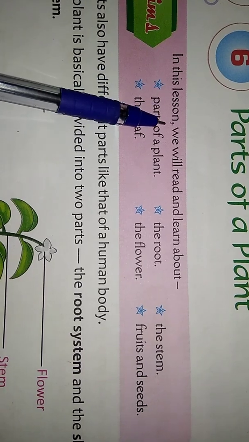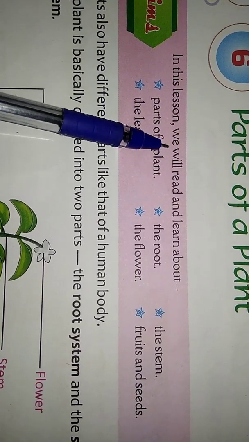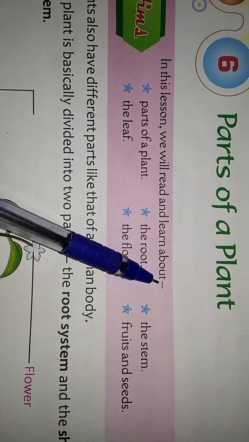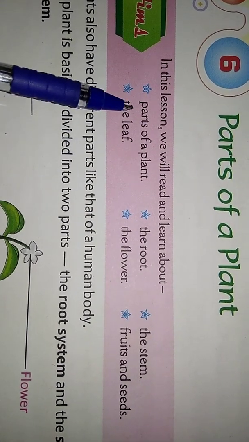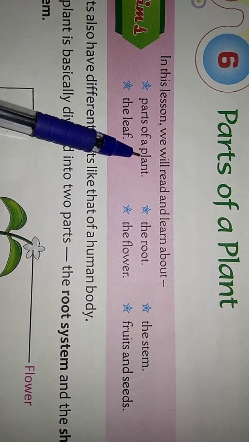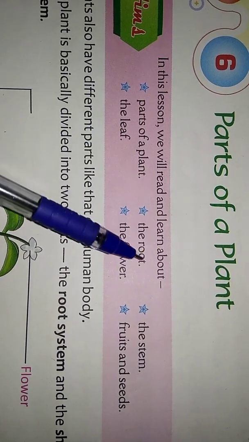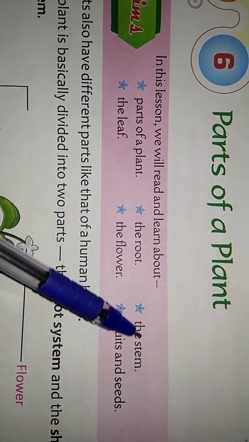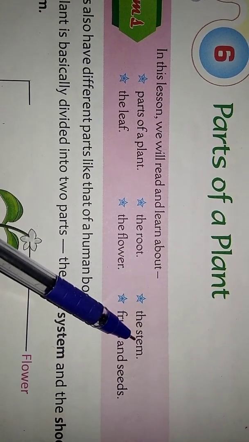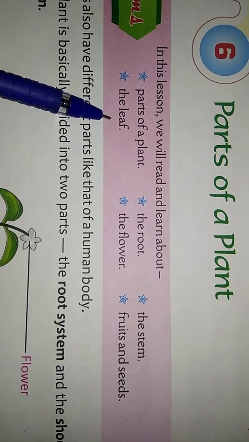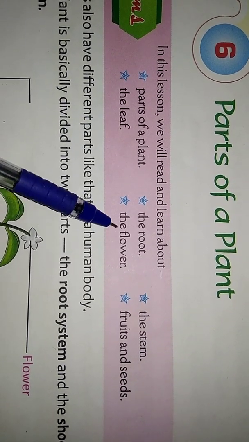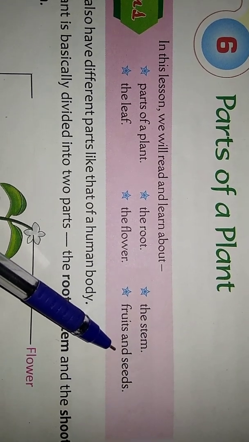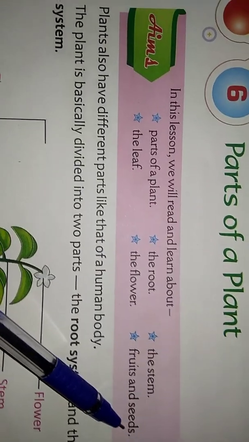In this lesson we will read and learn about parts of a plant: the root, the stem, the leaf, the flower, fruits and seeds.